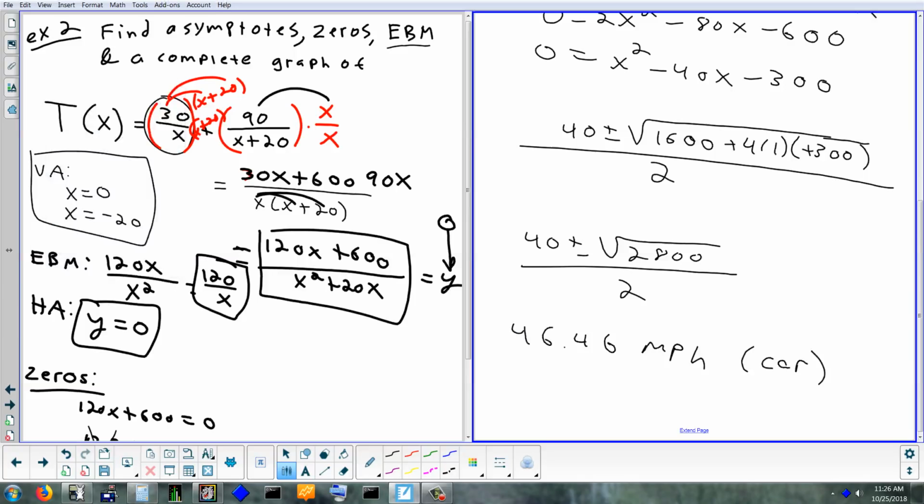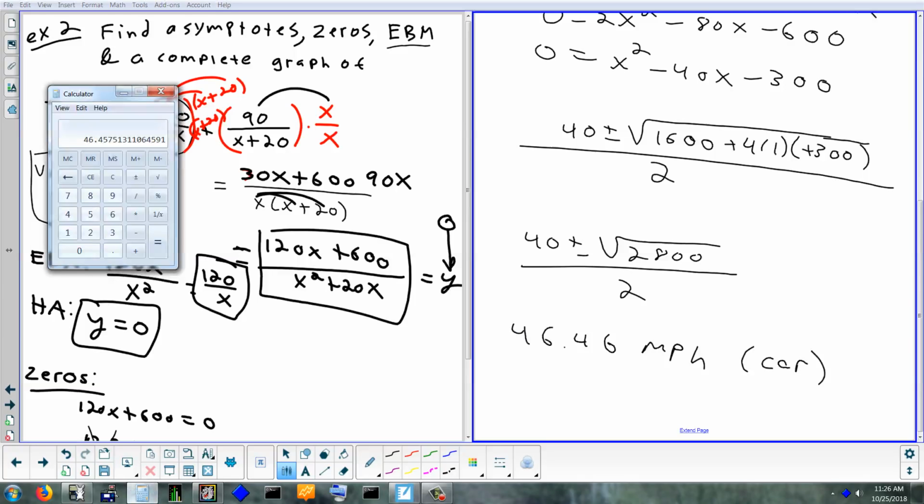Now, there is another answer we can look at. We can do 40 minus the square root of 2800. The square root of 2800 is 52.9. Should I do 40 minus 52.9 divided by 2? Why not? Yeah, it works algebraically, but it doesn't make sense in the problem. So don't worry about the negative answer.